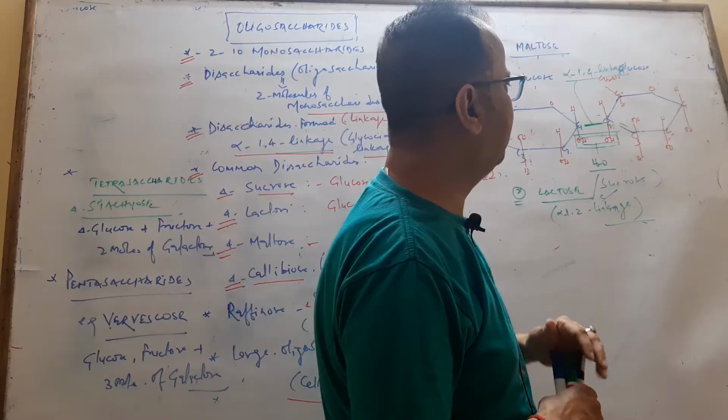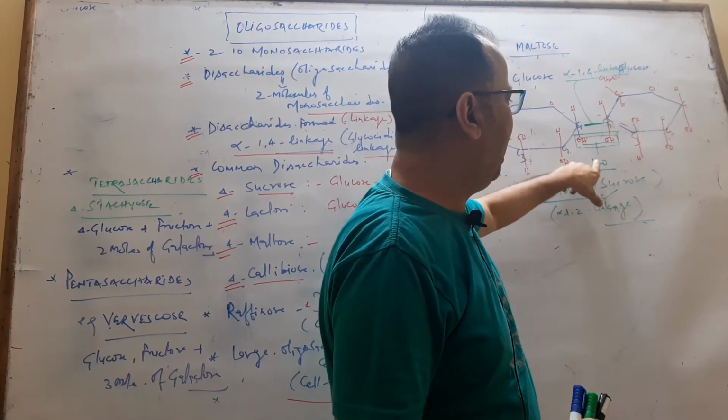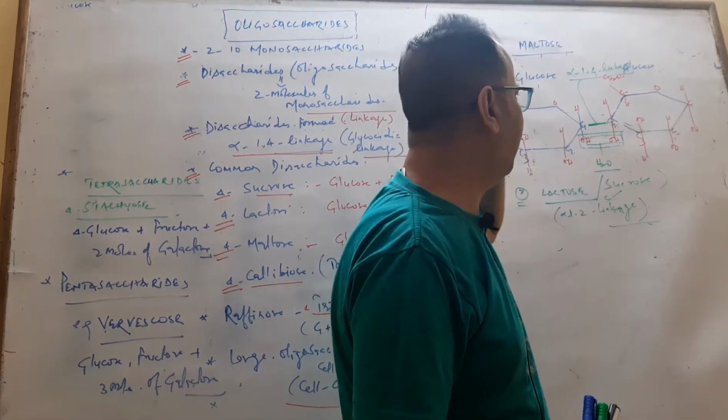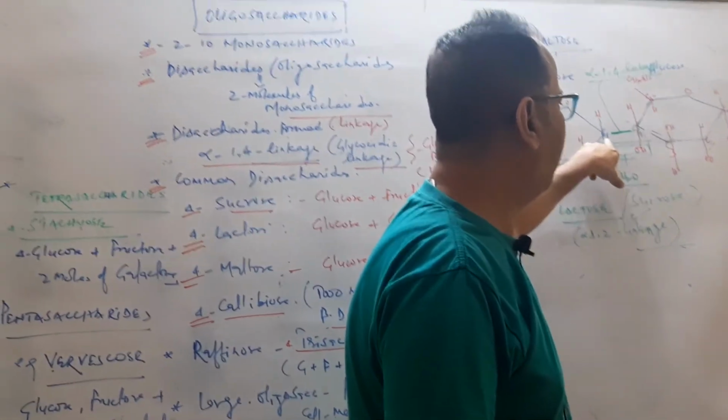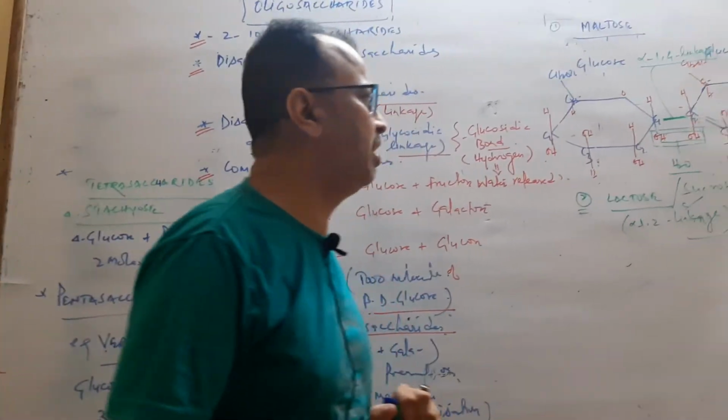So this is the ring structure. Here is the bond formation between 2 hydroxyl groups, with the release of water, forming the linkage. That linkage occurs between C1 and C4, that is the alpha 1,4 glycosidic linkage.